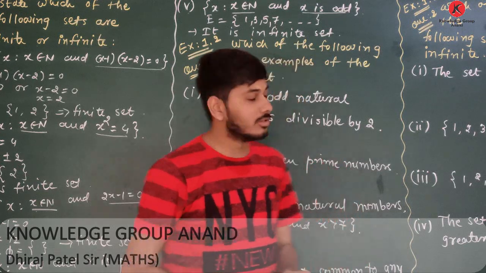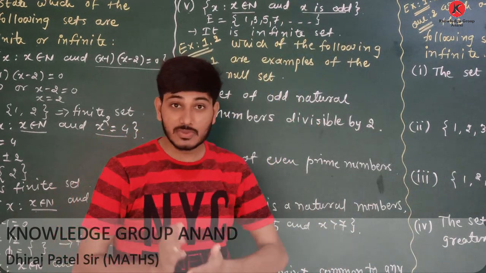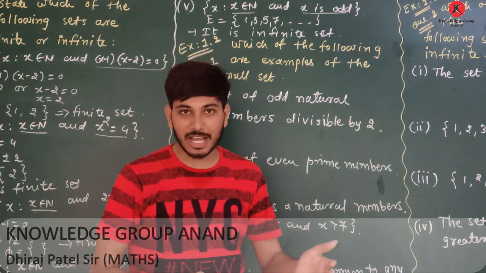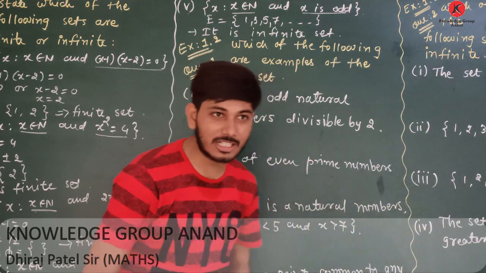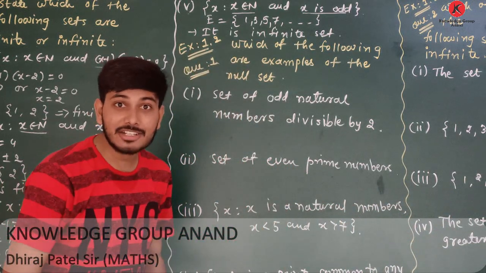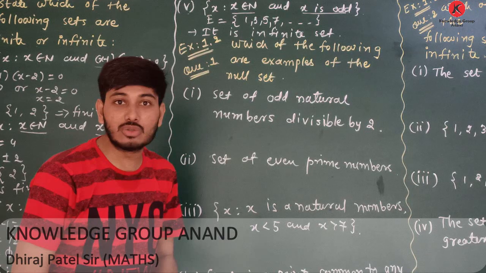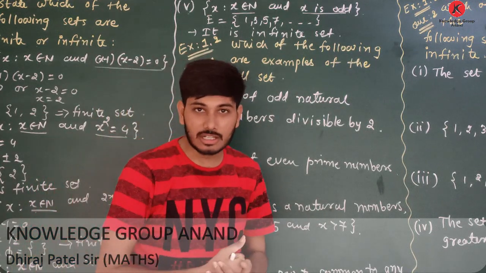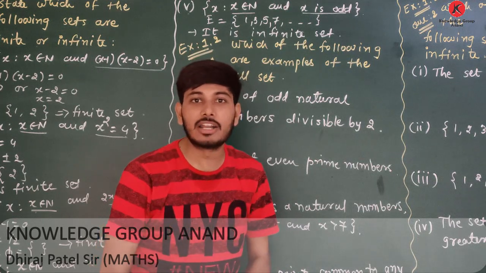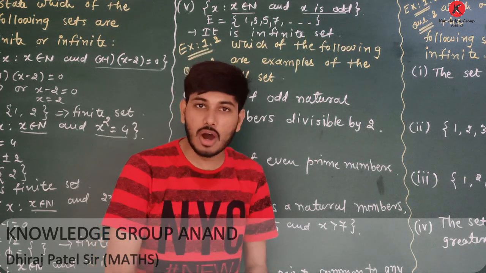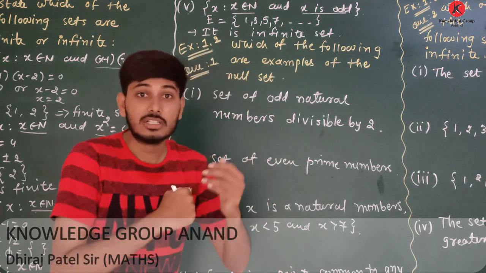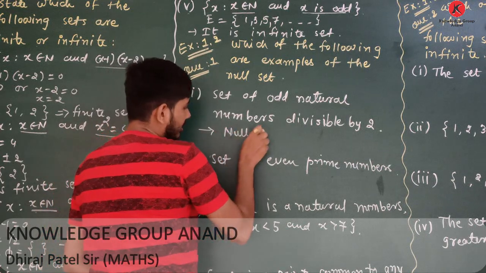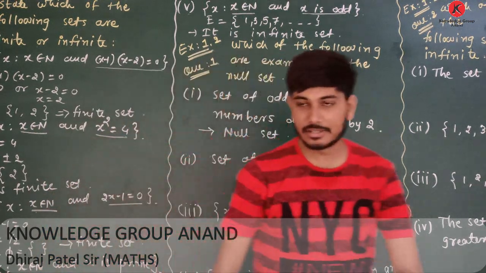Now, divisible by 2. Find among them which are divisible by 2. 1, 3, 5, 7, 9, 11, 13, 15, 17, 19. Among that, find which are divisible by 2. There is no number which is odd as well as divisible by 2. Therefore, we can say that this is a null set. It is clear?